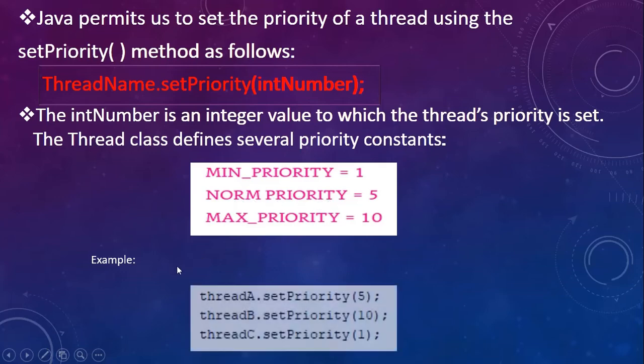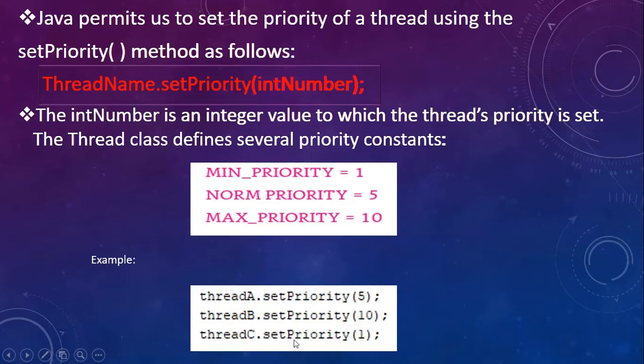As an example, let us see. For example, I have objects of class A, say thread A, thread B and thread C. I can simply say threadA.setPriority(5), so thread A will get a normal priority. If I say threadB.setPriority(10), thread B will get the maximum priority, and if I say threadC.setPriority(1), thread C will get the minimum priority.